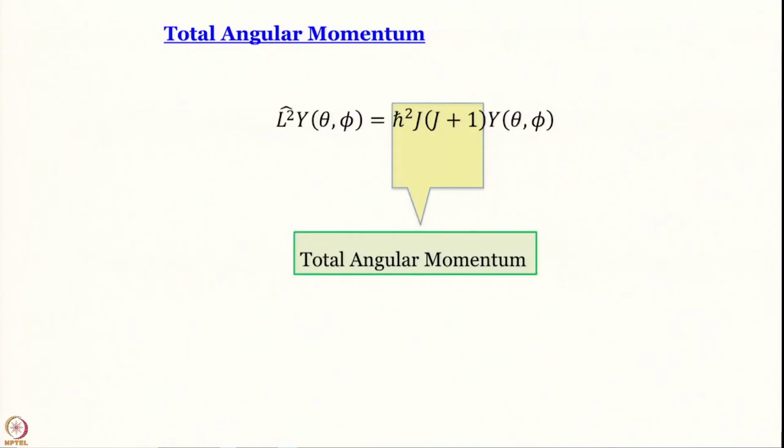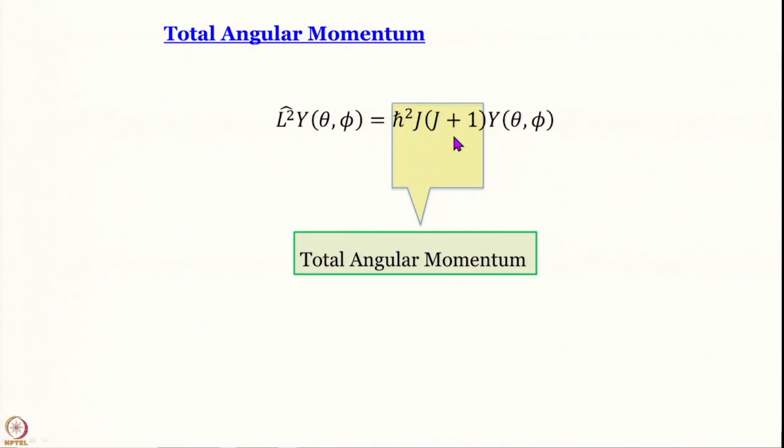For that we go back to the total angular momentum. We are going to discuss angular momentum and its components in a little more detail in the next module. For now, just believe me when I write that when the square of the angular momentum operator operates on the spherical harmonics, I get back the same spherical harmonic wave function multiplied by its corresponding eigenvalue, h cross square multiplied by j into j plus 1. So, the total angular momentum squared is h cross square multiplied by j into j plus 1.